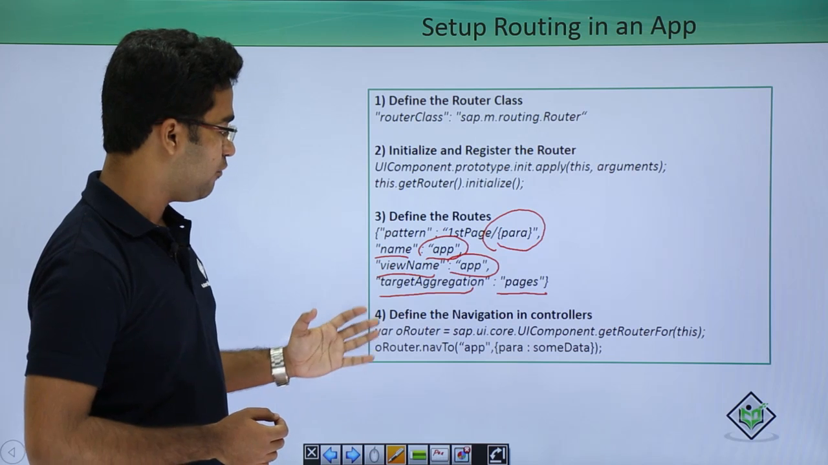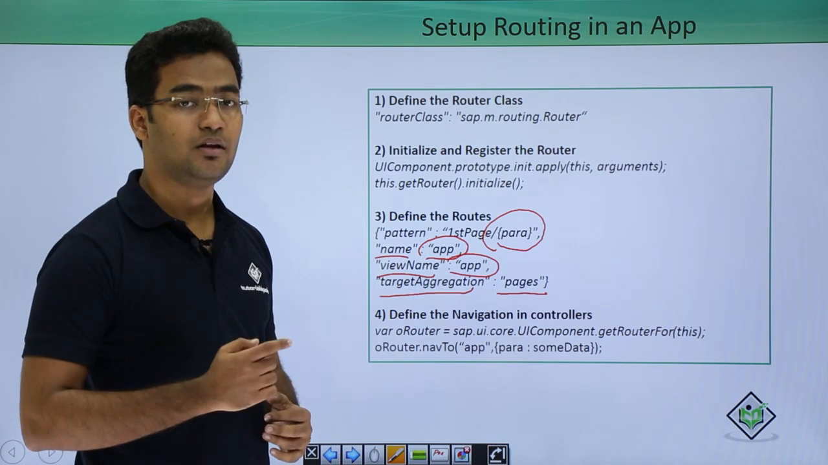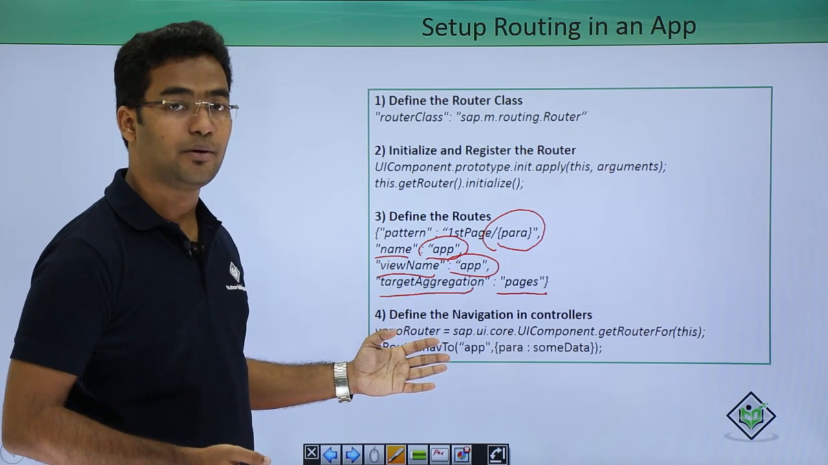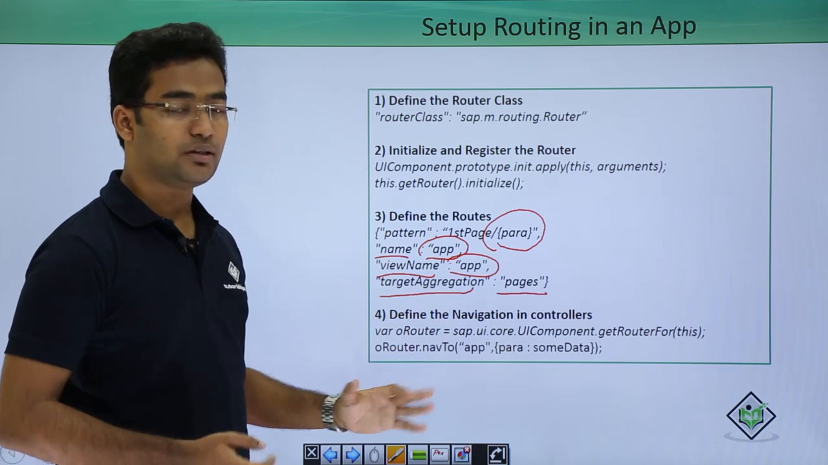In the fourth step, we have to define navigation in our controller. Like if we are clicking on a button, it would navigate to the second page. So if we have defined a particular button in view 1, on the click of that button, it would navigate to the second page.